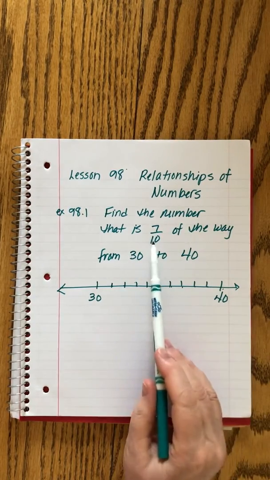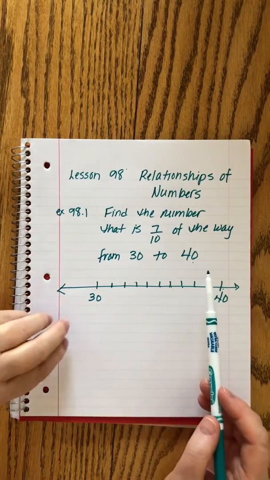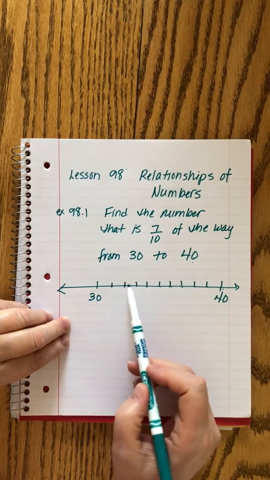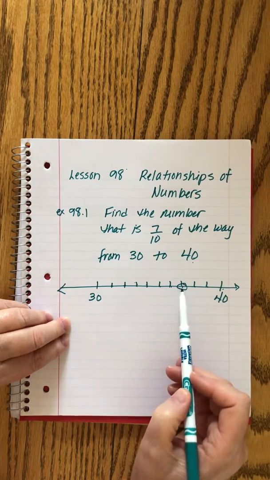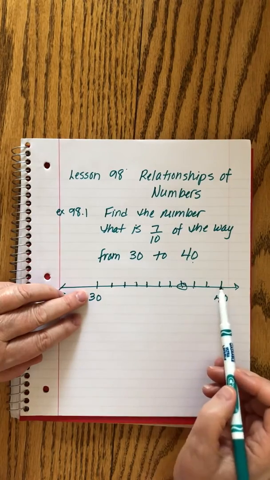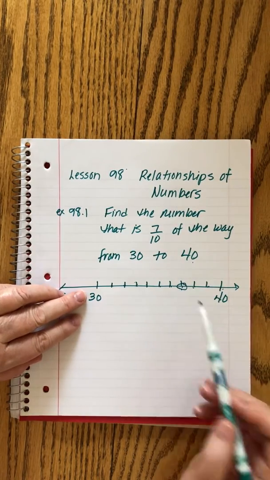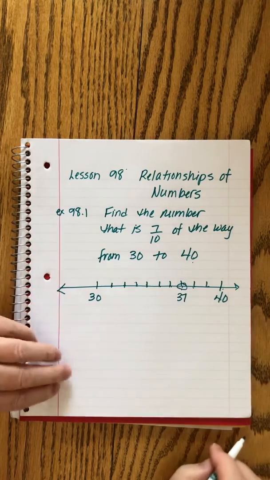So because this number is 10, and it's 10 between 30 and 40 anyway, it's super easy to calculate this, right? 1, 2, 3, 4, 5, 6, 7. This number is 7/10 of the way, right? 8, 9, 10. There's the 10 jumps. This is 7 of them, and we know this number would be 37.